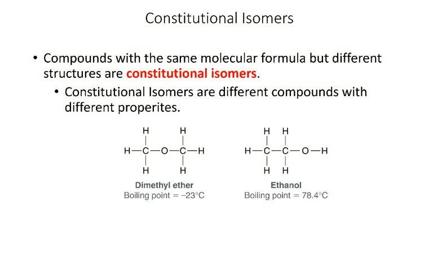In this video, we're going to talk about drawing constitutional isomers. So the first question is, what are constitutional isomers? Very simply, compounds that have the same molecular formula, but different structures, so the atoms are connected differently, are called constitutional isomers. Even though they have the same molecular formula, because they are connected differently, they are different compounds with different properties.